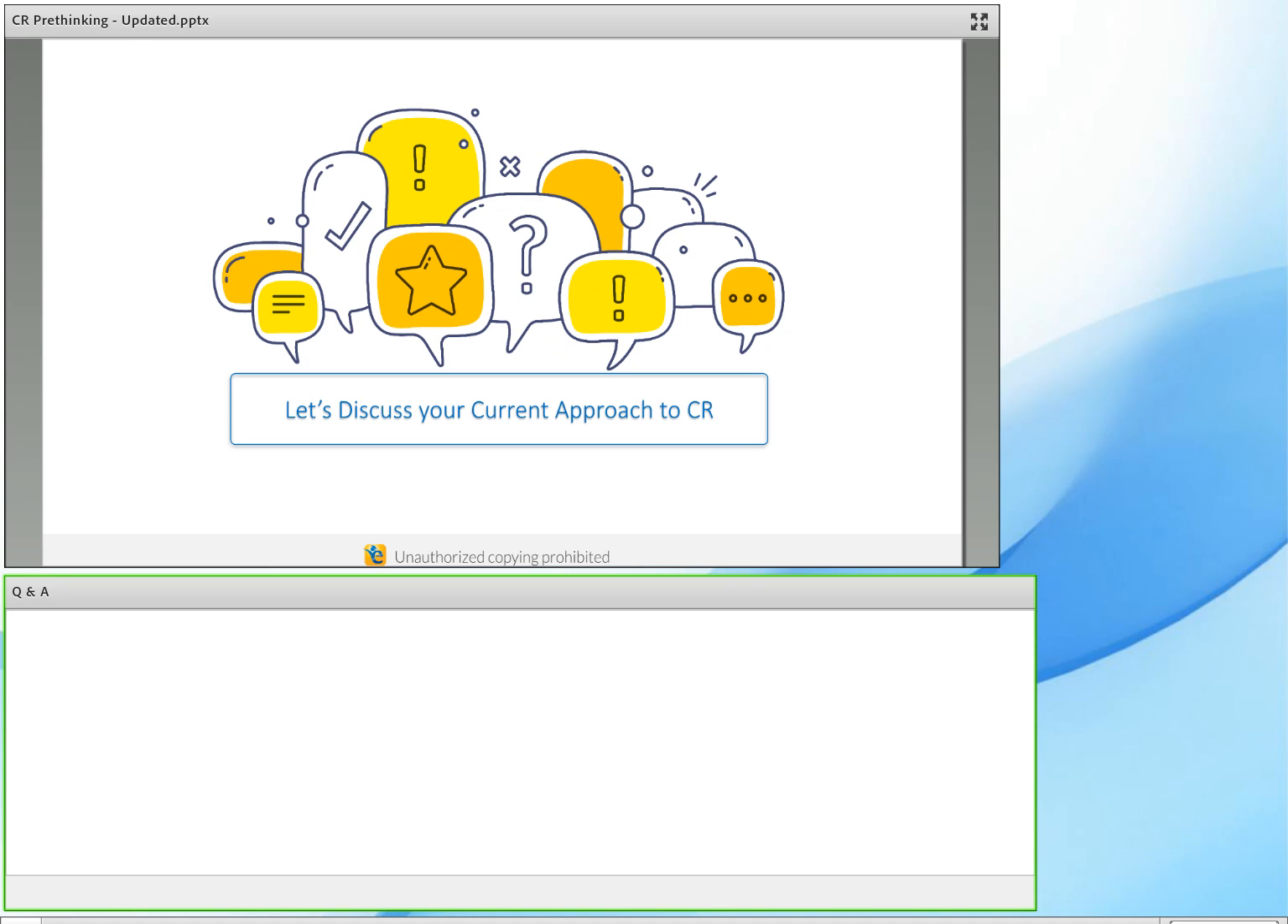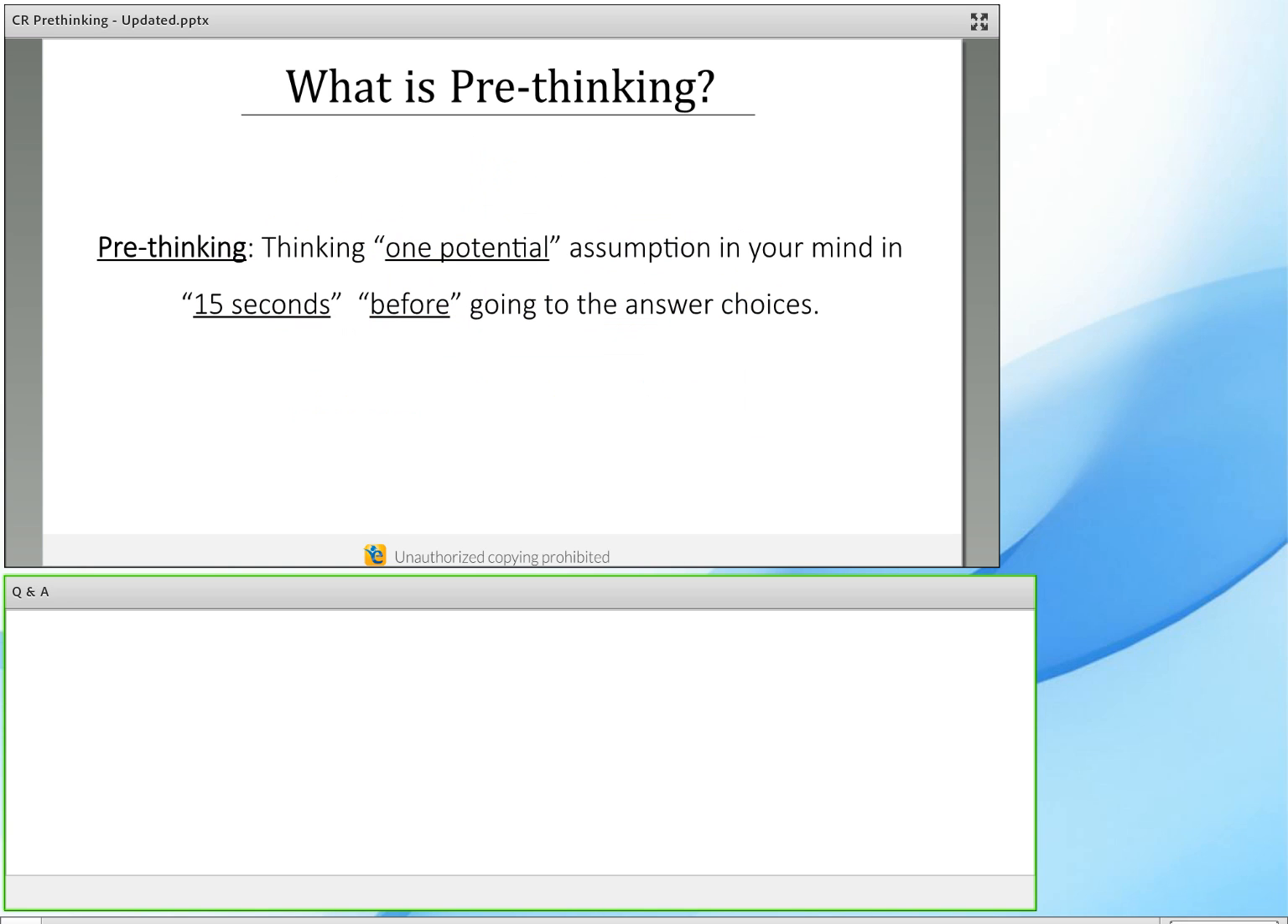Okay. So with that, let's look at how you approach critical reasoning questions today, or more specifically, assumption questions in critical reasoning. There are two ways in which people approach assumption questions today. But before that, let's look at what pre-thinking is.